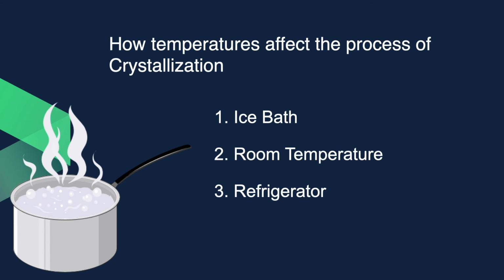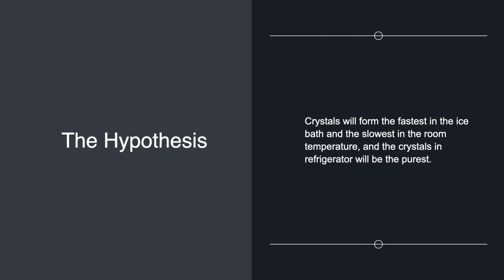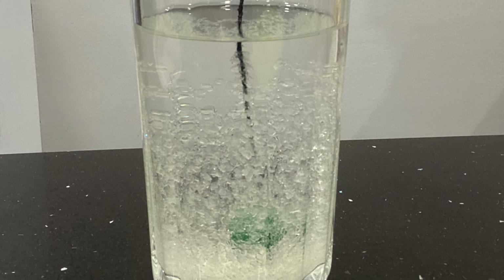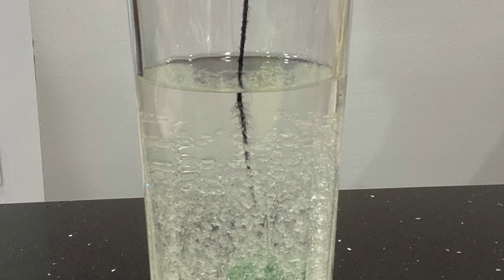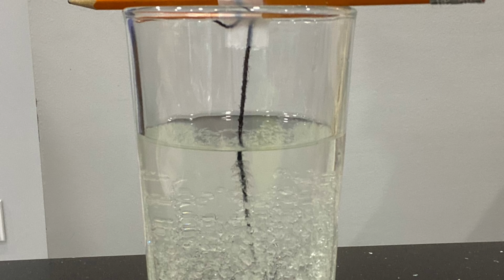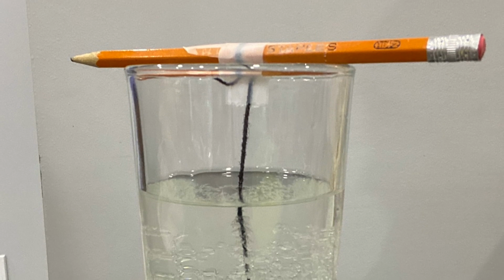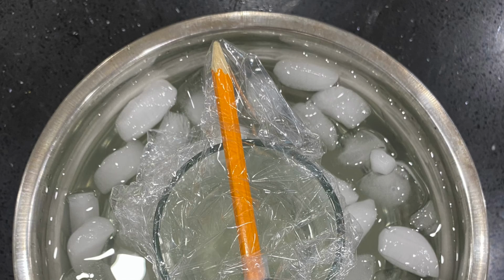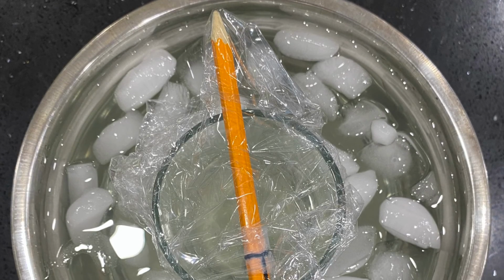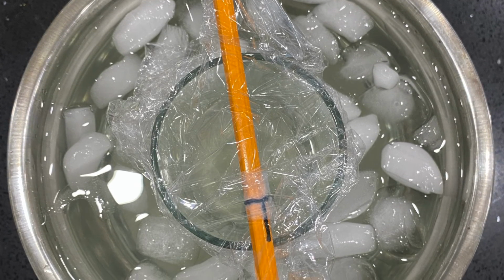I made the hypothesis that crystals will form the fastest in the ice bath and the slowest in the room temperature, and the crystals in the refrigerator will be the purest. I left the crystals for 7 to 10 hours. At 5 hours, the crystals in the ice bath and the fridge were fully formed, but the ones in the room temperature were not done yet.